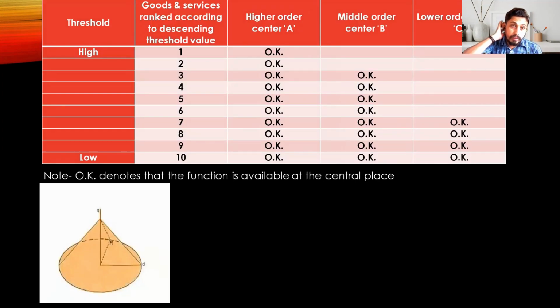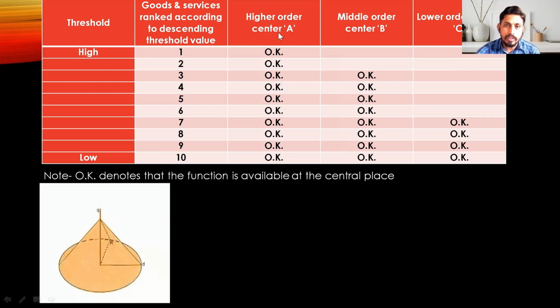He also put forward one table that defines the availability of functions according to threshold population. Here, first of all, he took the threshold population and ranked it from high to low. He then ranked goods and services according to descending threshold value, from 1 to 10. Here, 1 requires a high threshold population as compared to 10. 10 requires a very low threshold population. So according to the requirement of threshold population, goods and services were ranked in descending order. He again considered these three order centers: higher order center A, middle order center B, and lower order center C.